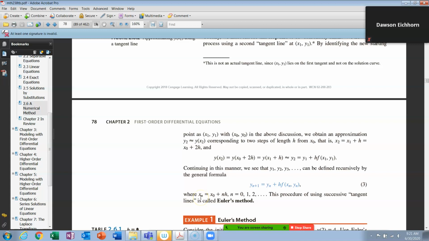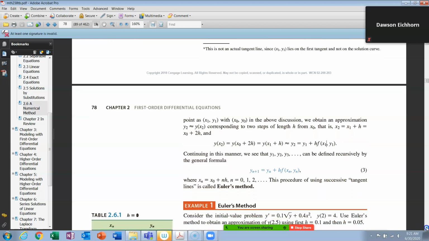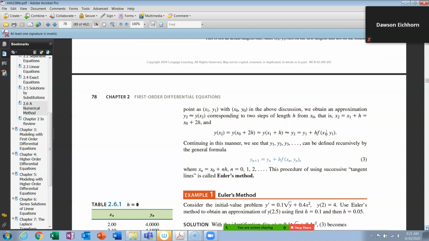And this is x sub n is x sub n minus 1 plus h. I don't know why they go back to say x0 plus nh. So much easier to just do x sub n minus 1 plus h. That procedure of using successive tangent lines is called Euler's method. Okay, so let's do one with a problem. And it's going to be that same problem we've had.